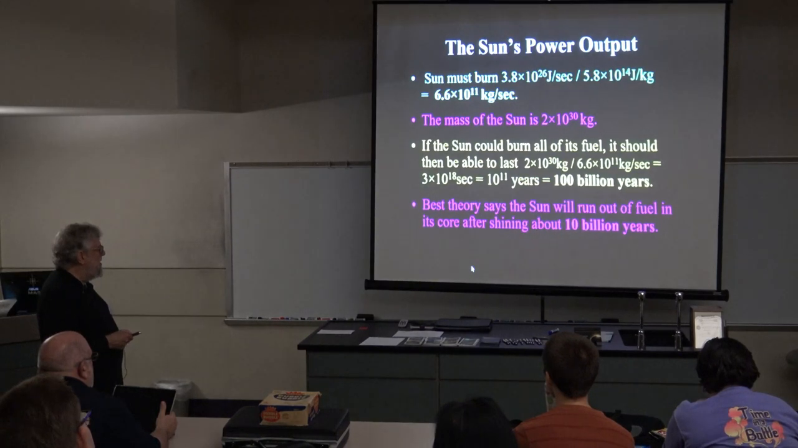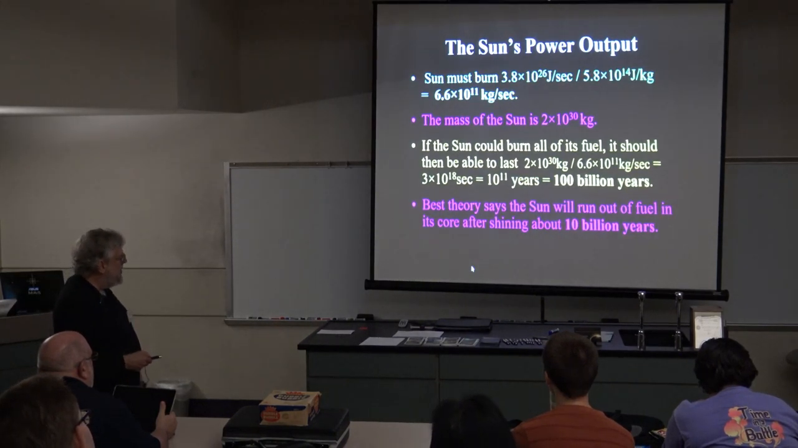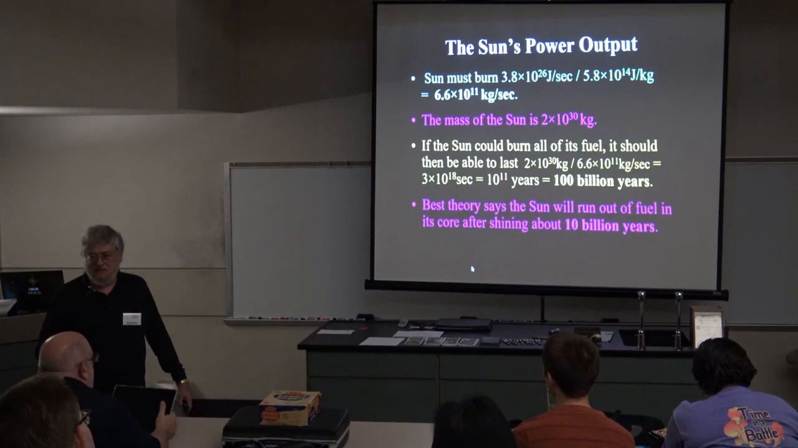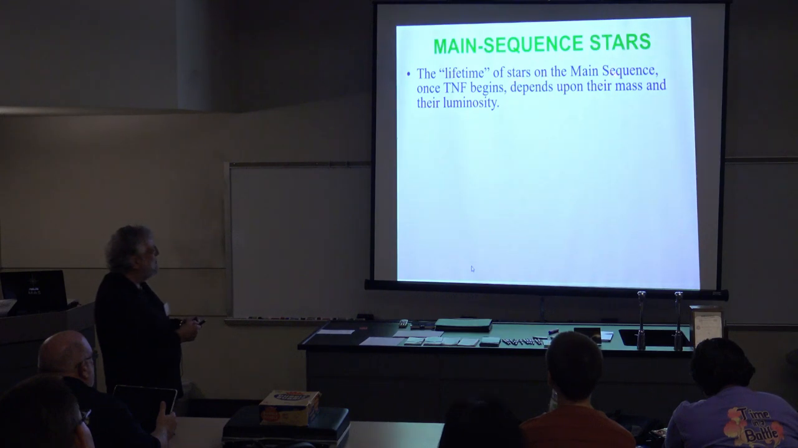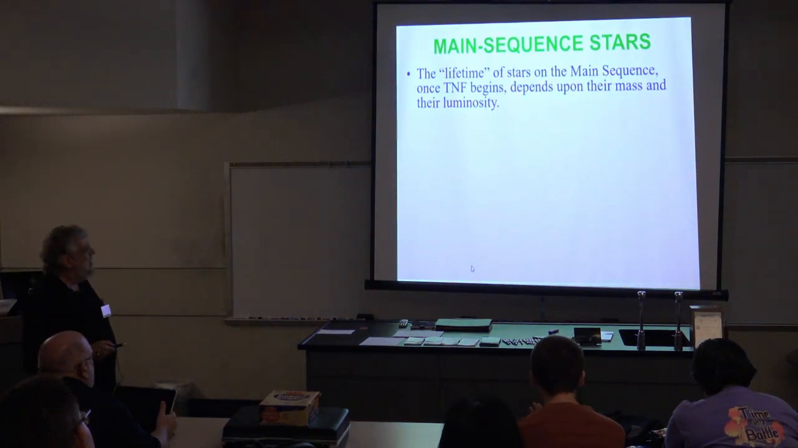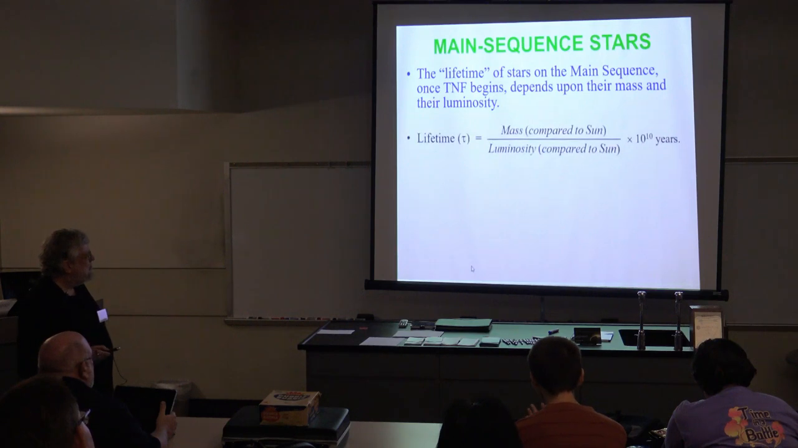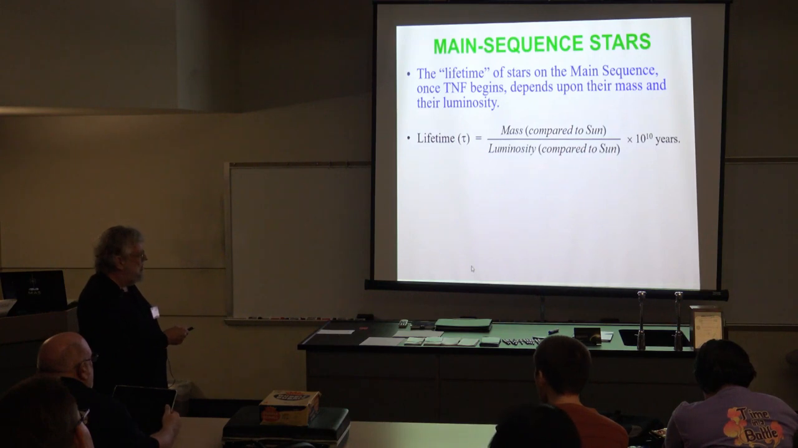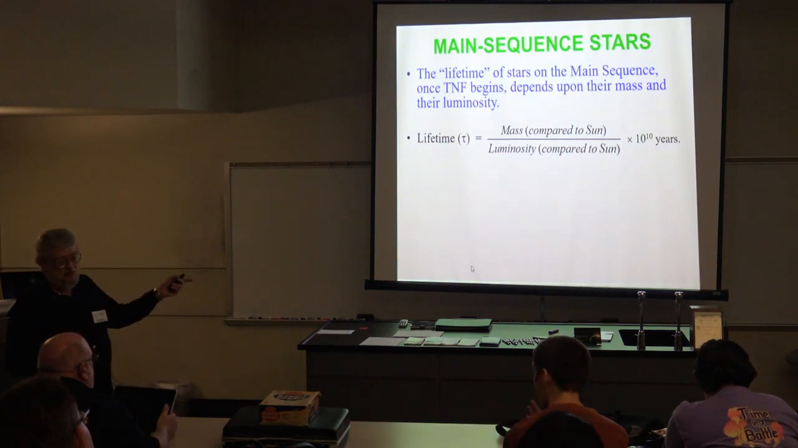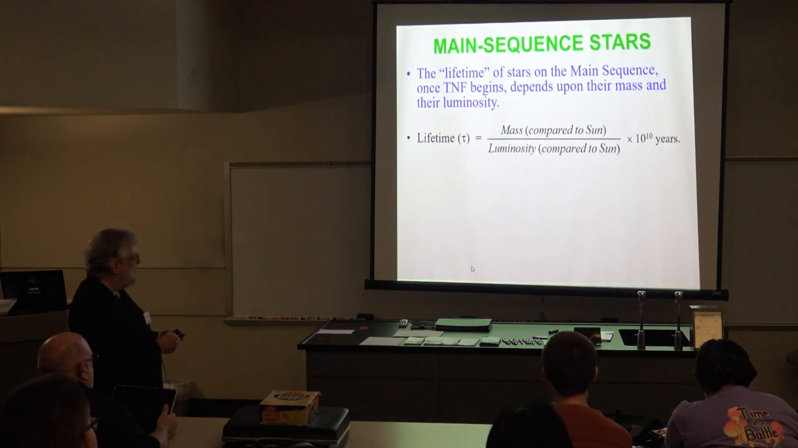So the sun will run out of fuel after about 10 billion years. Now it's already been about 5 billion, so it's got another 5 billion to go. We can calculate the lifetime of stars on the main sequence, and we see that it depends on their mass and luminosity. The lifetime would be however much material it has, that'll make it last longer, right? And however luminous it is, how much energy it's putting out, that uses up the mass, so that would make it last a shorter time, so that's why it's in the denominator. Reference to the sun of 10 billion years.